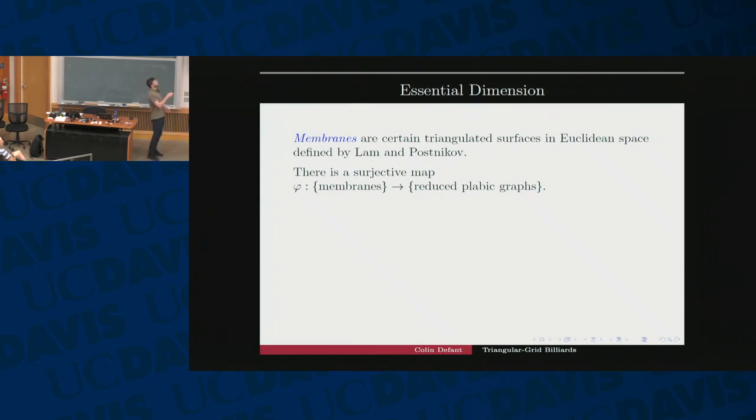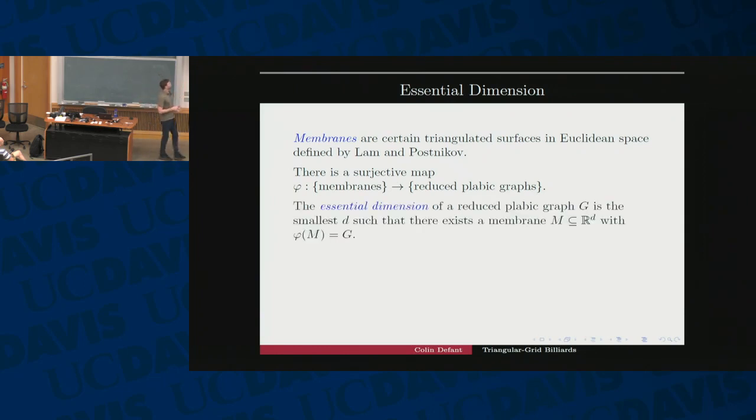So this actually gives a surjective map from membranes to reduced Plabic graphs. And one way you can think about this is if you have a reduced Plabic graph, then the membranes mapping to it under this map are giving sort of geometric realizations of that Plabic graph. And this motivated Lam and Postnikov to define what they call the essential dimension of a reduced Plabic graph. It's just the smallest positive integer d such that there exists a membrane in d-dimensional Euclidean space that gives such a geometric realization. So it's kind of like a geometric measure of the complexity of the Plabic graph, because it's saying you have to go into at least this many dimensions to find one of these geometric realizations.